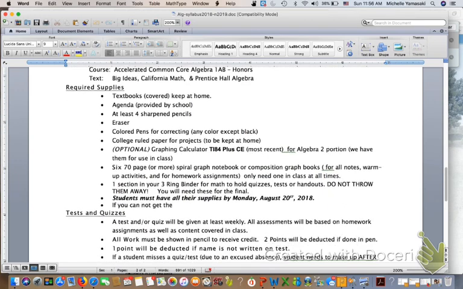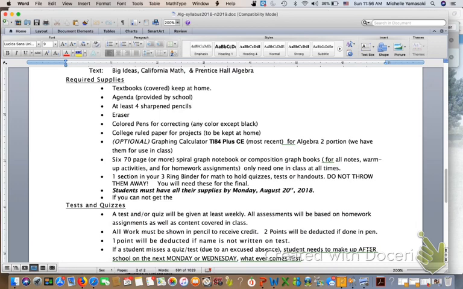All right, required supplies. Really, here it is. It looks like so much, but it's really just a spiral or a composition. Here it is. This is the big one right here. 6 pages. I said 60. You don't need to get all 6 right now. But a single subject spiral notebook or composition graph, it should be graph, okay? And that is going to be the math notebook that we're going to be using for notes, homework, everything.